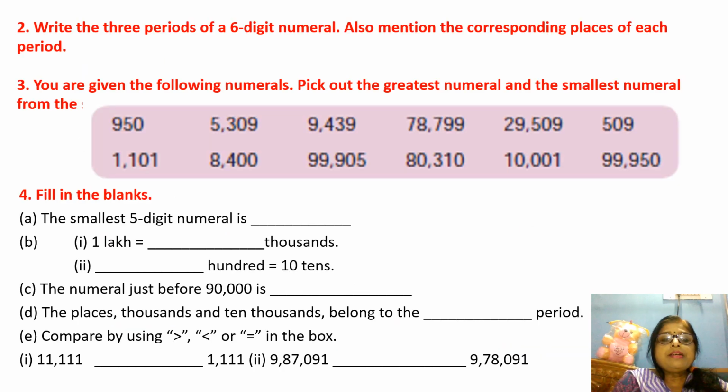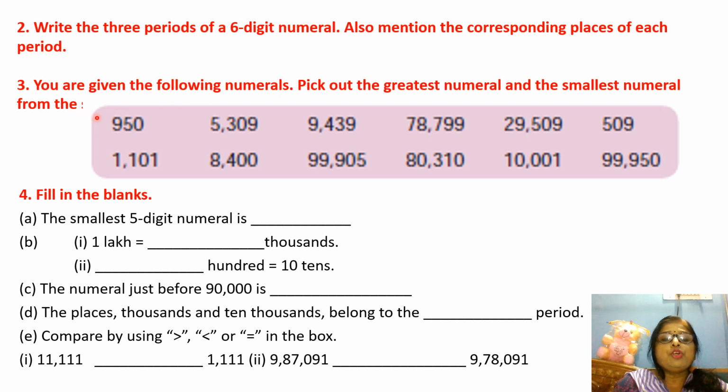Now my dear student, next question is, write the 3 periods of a 6-digit numeral. Also mention the corresponding places of each period. You know 3 periods of a 6-digit numeral are ones, thousands and lakhs. So you write it down and then mention the corresponding places which you have drawn earlier.